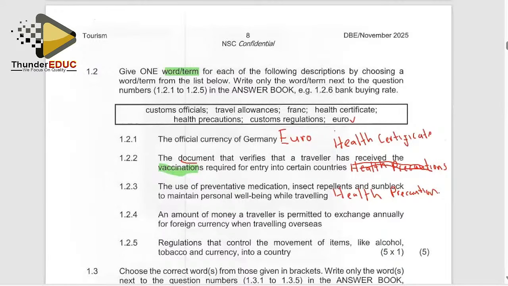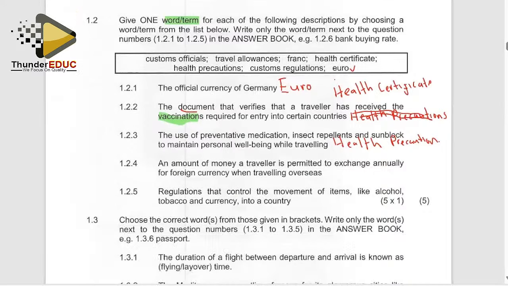Then an amount of money a traveler is permitted to exchange annually for foreign currency when traveling overseas. So this is basically a travel allowance. That is an amount which you are allowed to spend when you travel overseas.